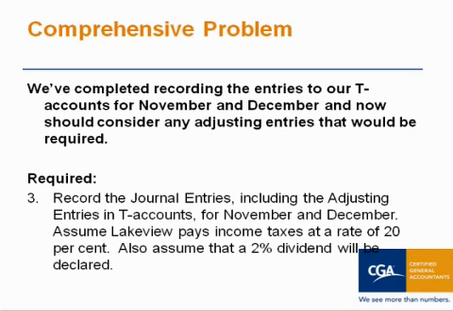So we've completed recording all of the entries in our T accounts for November and for December. And now we should consider whether there are any adjusting entries that are required. The requirement for task 3 was to record the journal entries, including adjusting entries, in the T accounts for November and December. We're also, if you remember, told to consider that Lakeview will pay income taxes at 20%, and that this 2% dividend is going to be declared.